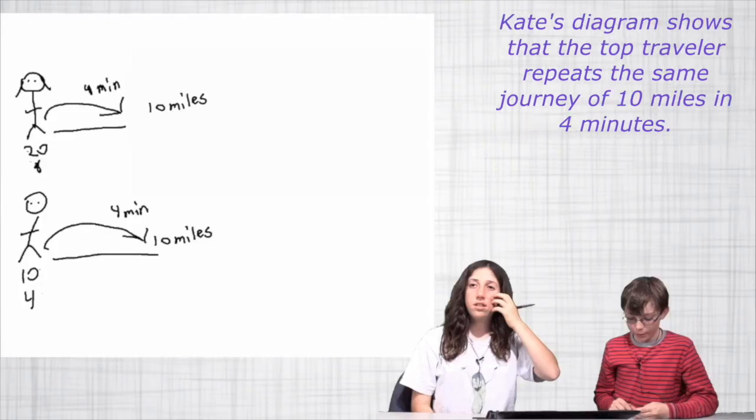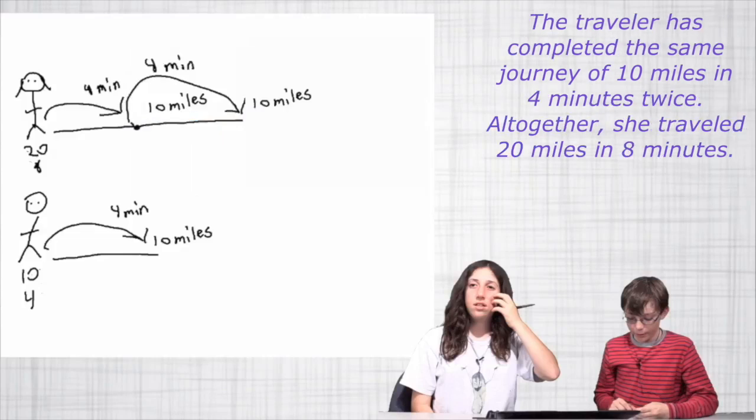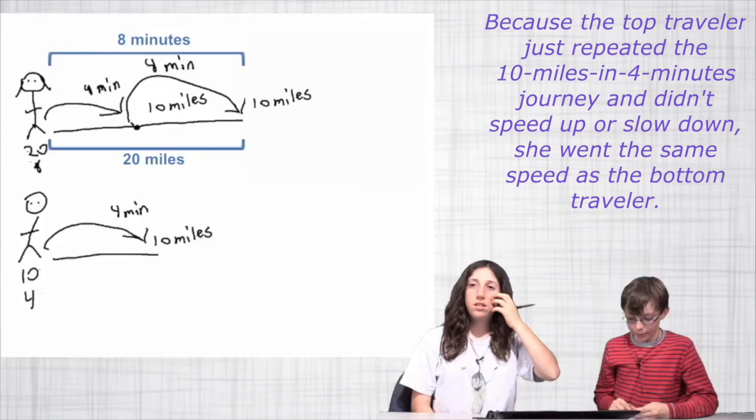The traveler on the bottom has finished his journey, but, as Kate said, the top traveler wants to keep going. Kate's diagram shows that the top traveler repeats the same journey of 10 miles in 4 minutes. The traveler has completed the same journey of 10 miles in 4 minutes twice. Altogether, she traveled 20 miles in 8 minutes. Because the top traveler just repeated the 10 miles in 4-minute journey and didn't speed up or slow down, she went the same speed as the bottom traveler.